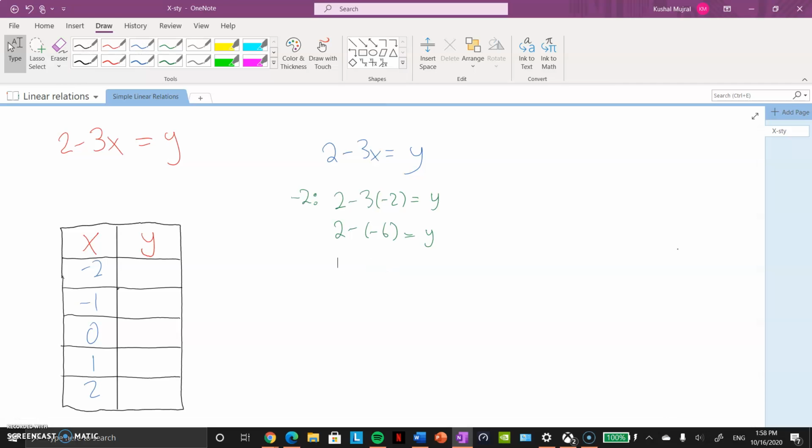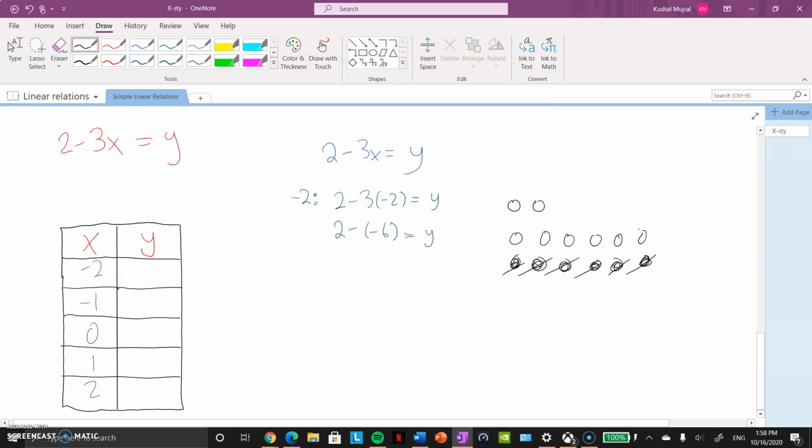So we have 2. We're taking away 6 negatives, so we're going to have to make 6 zero pairs. 2, 3, 4, 5, 6, filled in, taking away 6 negatives. So we're left with 8 positive. So it's 8 equals y. So then we have our first y value here. We can write 8.